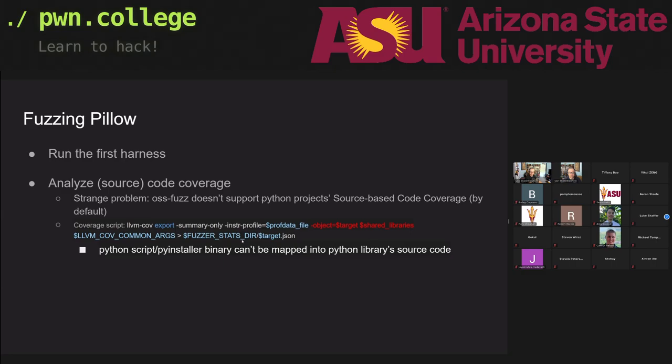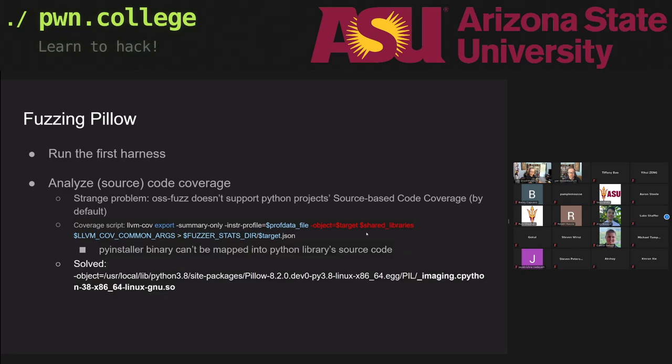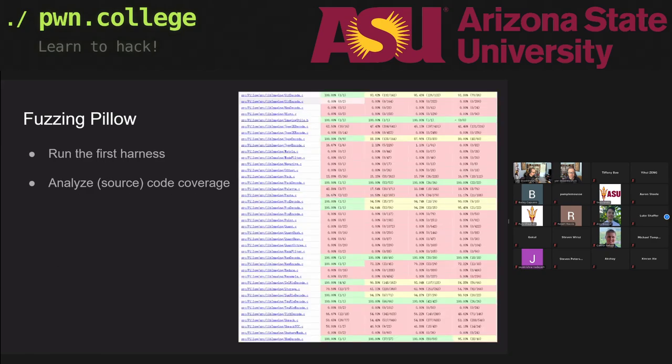So once we know that this argument is the issue, the solution is clear: we need to find the raw compiled binary to pass to LLVM-cov. In Pillow's case, it's this imaging shared library installed in Python. Once these issues get solved, we can get the coverage report and start to look into it.